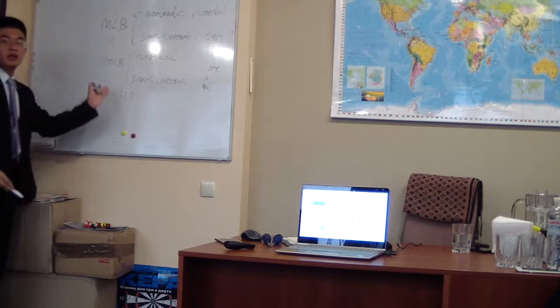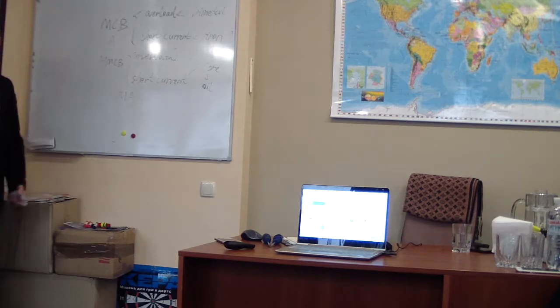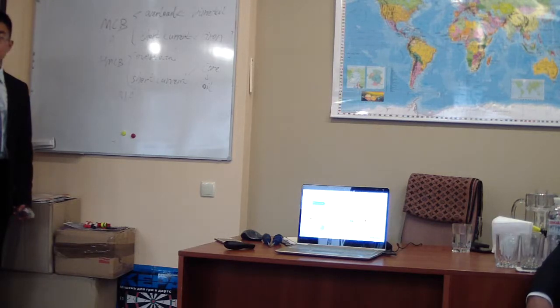Here is the difference. Чувствительность. В автоматах просто 1 ампер от отключения, а в HMCB 0,1 ампер. То есть 10 раз он чувствительный на отключение. Ну, защита масок, понятно.